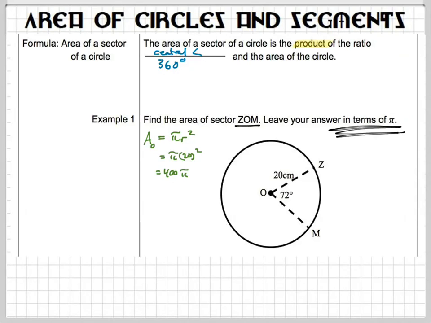But I only want the area of the sector. So we have to find the fraction that the sector is related to. To do that, we're just going to take the central angle, which is 72, and put it over 360. You can simplify it right off the bat, or you can just use that big one and multiply it times the area. So let's just use the big one: 72 over 360, multiplied times 400 pi.